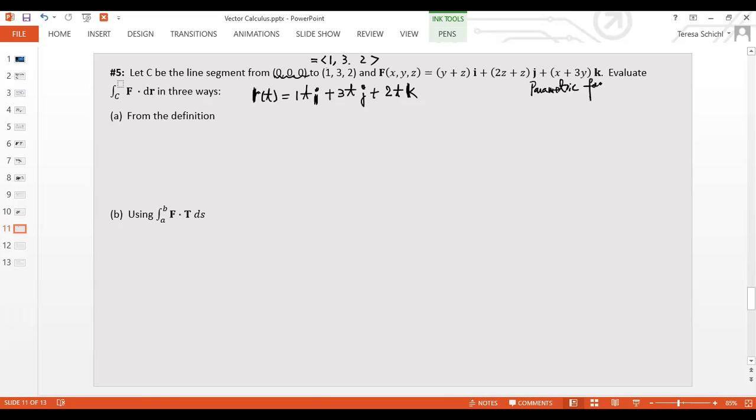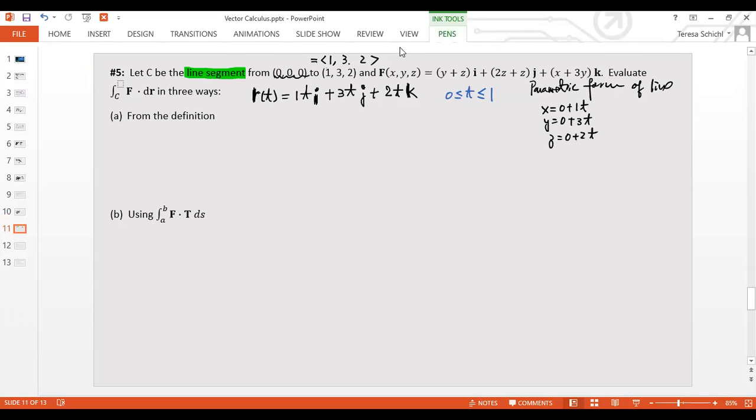So we know the parametric form of the line: x equals 0 plus 1t, y equals 0 plus 3t, and z equals 0 plus 2t. That's what you substitute over here. And because this is a line segment, it's not a continuously going line, so the domain of t is from 0 to 1.